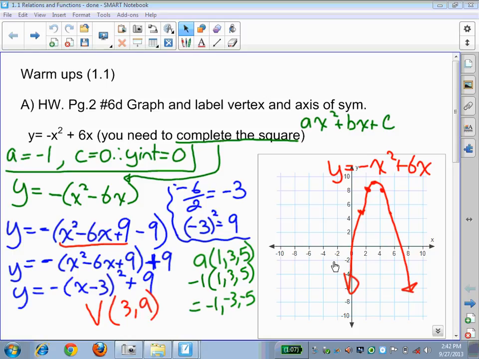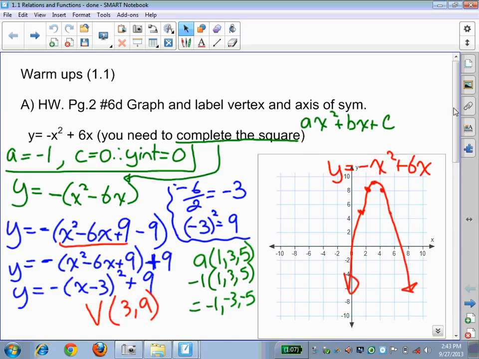All right, class, here we go. Warm-ups 1.1. Today we're going to take a look at some homework questions. I would say the most challenging question from your last homework was page 2, number 6D. It says to graph and label the vertex and the axis of symmetry.